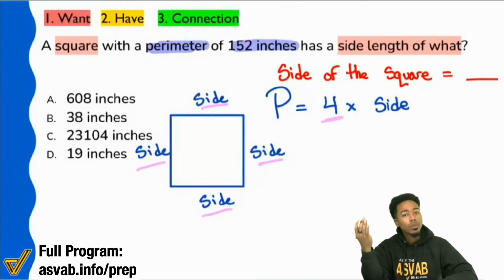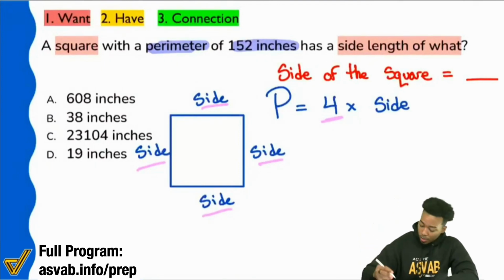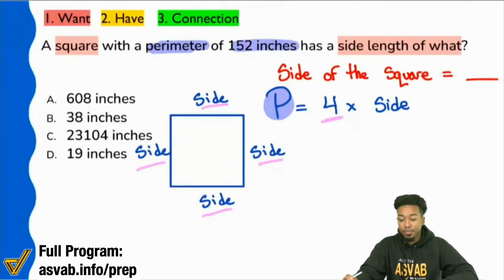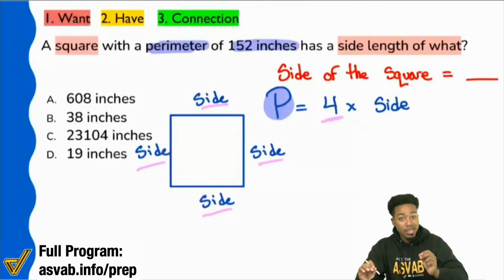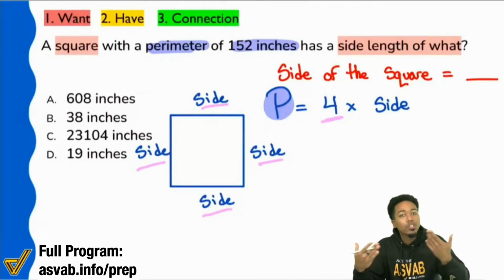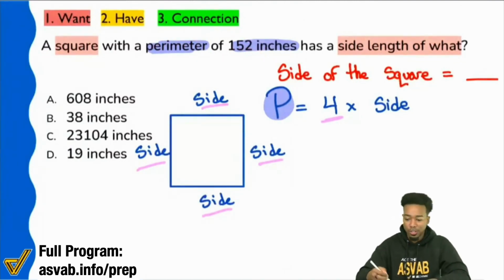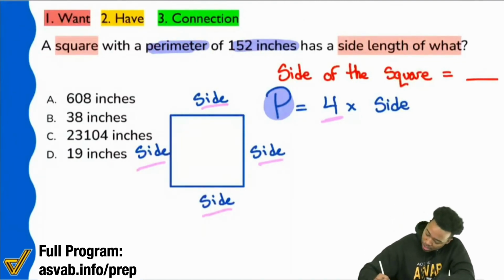So knowing what we know, what can we replace P with? 152. We can replace P, the perimeter, with what we're told it is. In the problem right here, we're told perimeter is 152 inches. So we can absolutely replace that in the formula. And now we can actually solve for the side length.